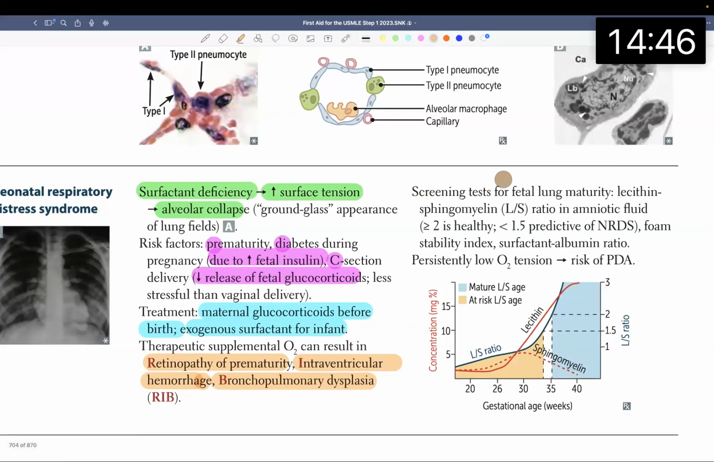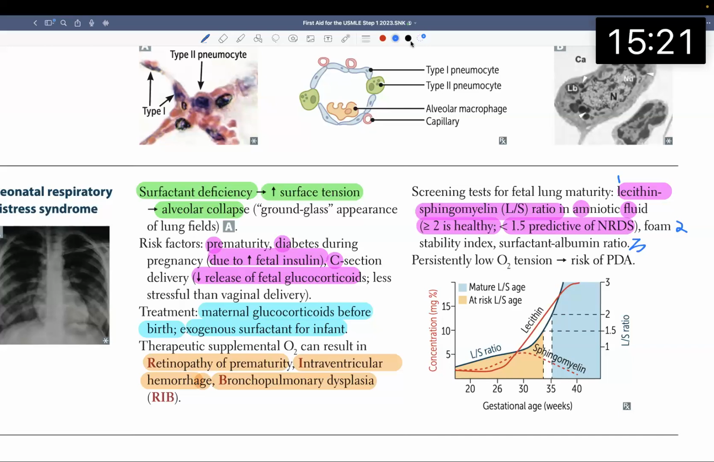For the screening test for fetal lung maturity, an L/S ratio in amniotic fluid of more than 2 is healthy, and less than 1.5 is predictive of NRDS. This is the lecithin sphingomyelin ratio in the amniotic fluid, a screening test for fetal lung maturity. The other tests are the foam stability index and the surfactant to albumin ratio. So number 1 is the lecithin sphingomyelin ratio, number 2 is the foam stability index, and number 3 is the surfactant to albumin ratio.